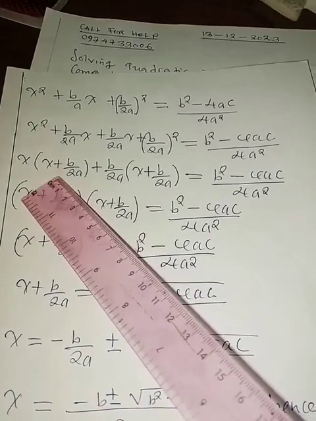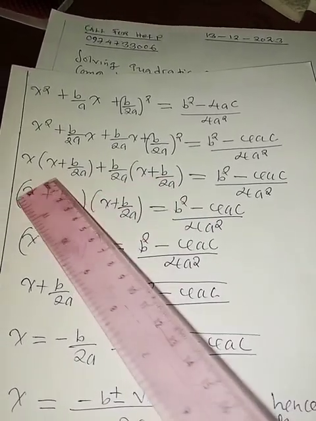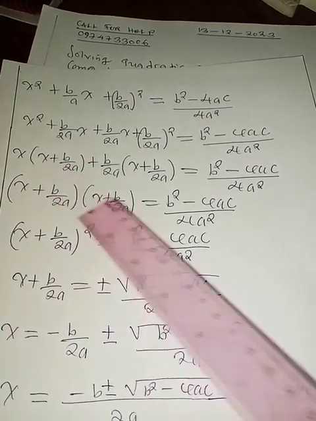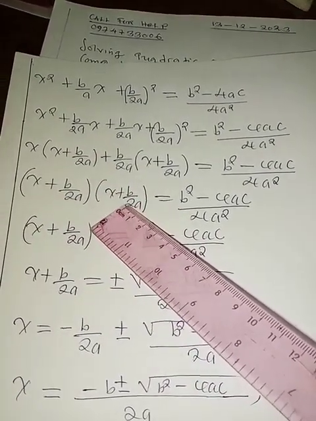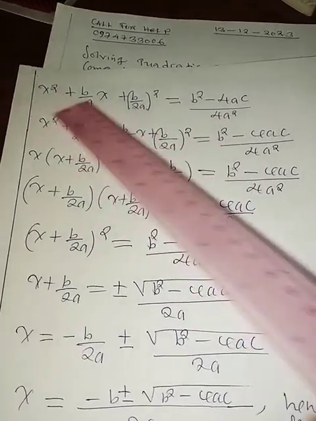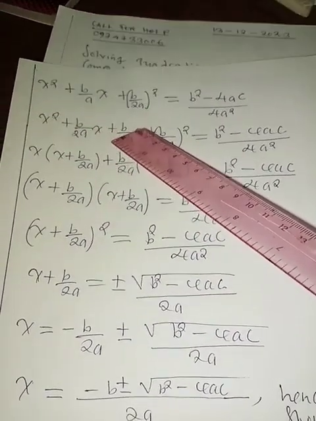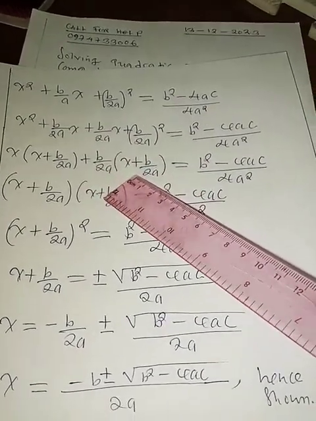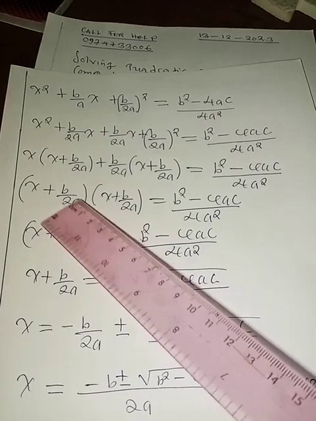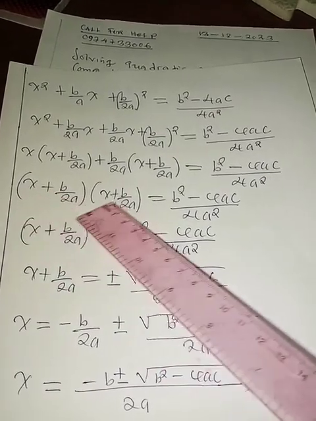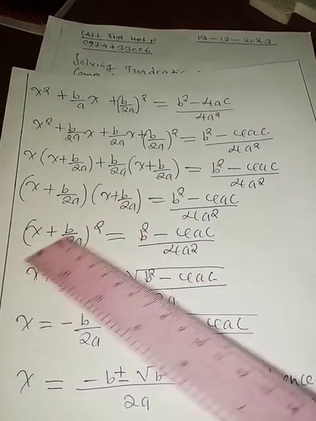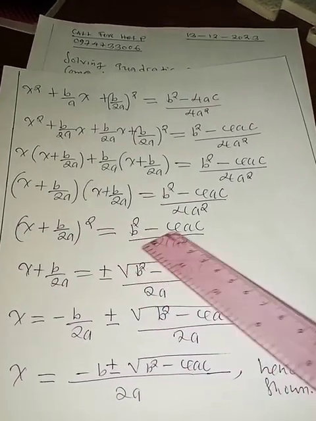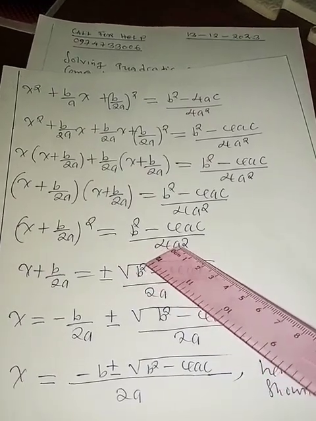I will now factorize this. So I have this one here, then x plus b over 2a, which is this, and then x plus b over 2a is this. If you don't know how to factorize a quadratic function like this one, you must check my first video. You'll be able to know how to factorize a quadratic function. Then upon doing that, you see that this here is just the same as that. So this times that will be just x plus b over 2a squared, which is equal to b squared minus 4ac over 4a squared.